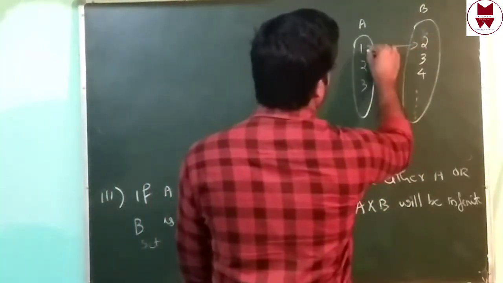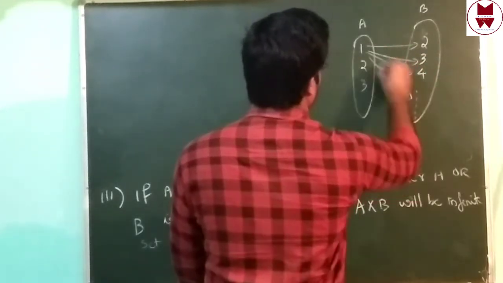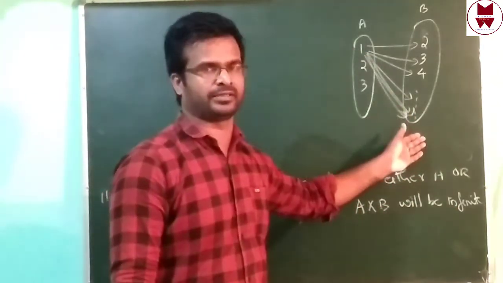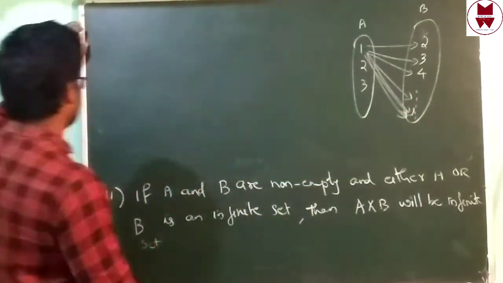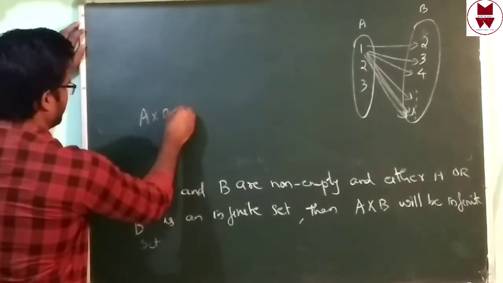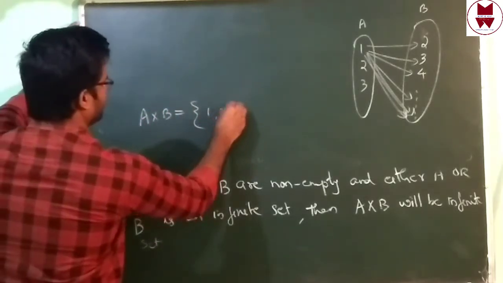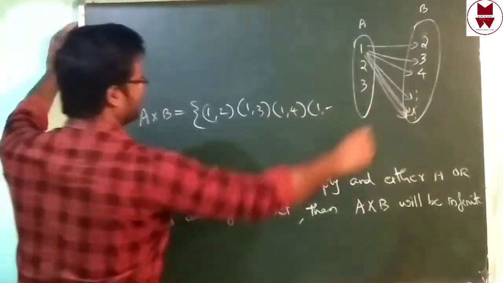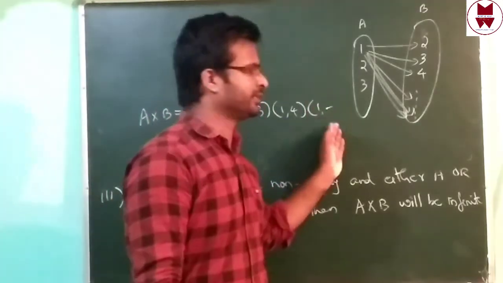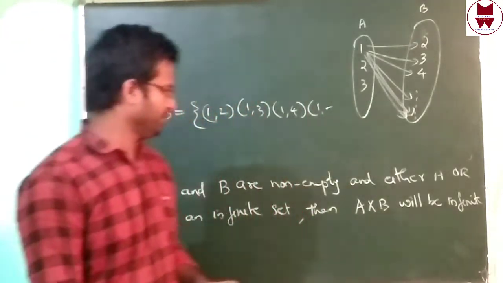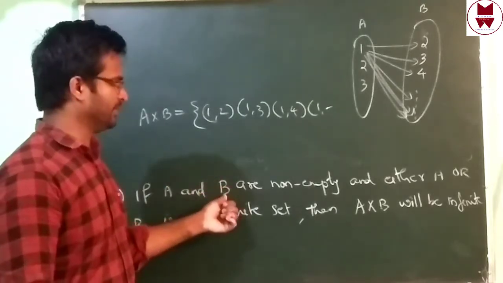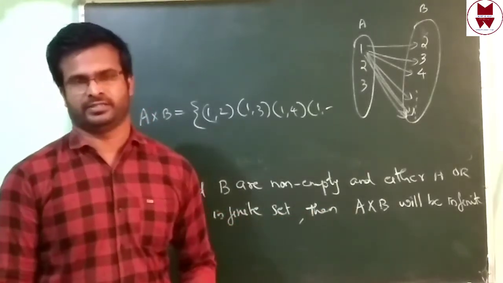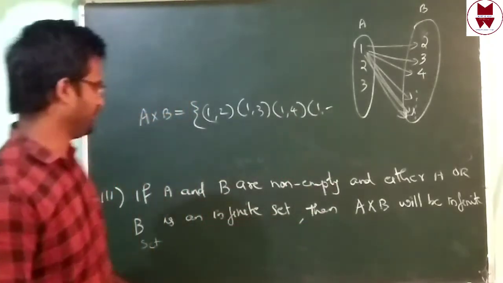Then if you make the Cartesian product, how many can you make? From here, we can make an infinite number of relations, isn't it? If you make an infinite number of relations, A cross B can be written as (1,2), (1,3), (1,4), then (1,5), like that. Infinite number of Cartesian products you can make, isn't it? Then if either A or B is infinite, the Cartesian product will also be infinite. An infinite number of elements is there in the Cartesian product.